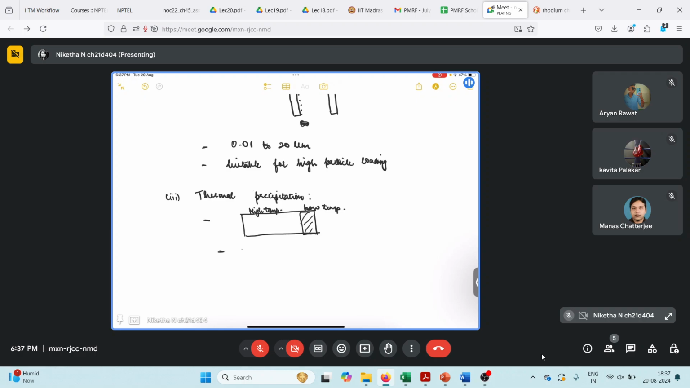So this is suitable for particle size of 10 to 0.01 micrometer at a flow rate of 10 to 200 ml per minute. So there is a gradient here. The temperature varies from a high end to a lower end, and the particle will get attracted. It will get deposited towards the lower temperature.